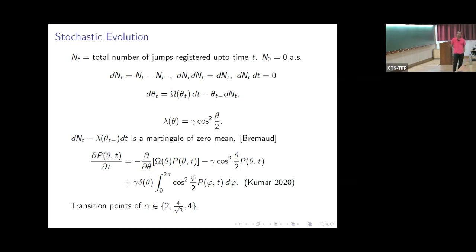But the important thing is that the stochastic dynamics is driven by this counting process with a stochastic intensity. But in theory, it is well known that this stochastic process with this stochastic intensity is a martingale of 0 mean. And using this fact, we can obtain a generalized Fokker-Planck equation. And this has been also obtained via consideration of probability flow in segments of theta by Kumar and others. And their principal observation is for these values of alpha, we observe some transitions. We have already noticed that alpha is equal to 2 corresponds to transition point.